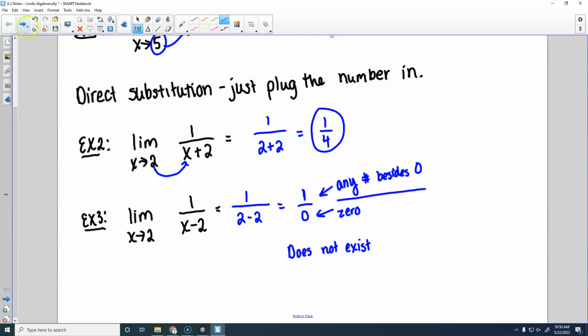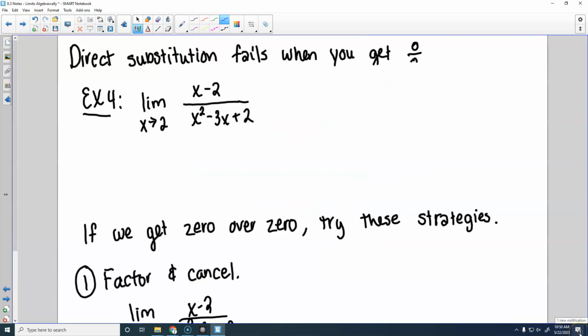But here's what we're going to see most often. Direct substitution is going to fail whenever you get 0 over 0. So 0 over 0, this is called indeterminate. Or sometimes you'll see indeterminate form. And indeterminate means just like what it sounds like. You cannot determine anything from this value.